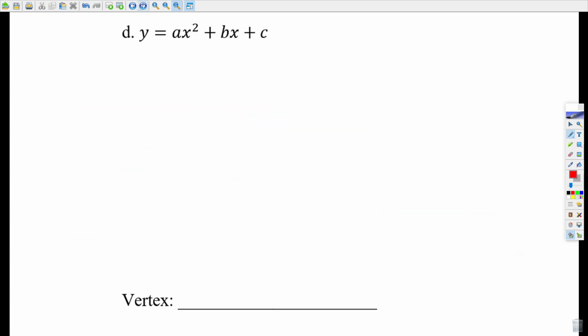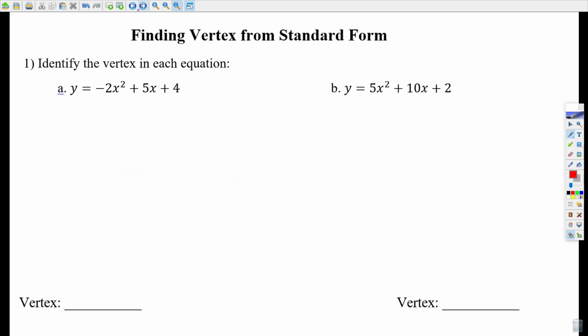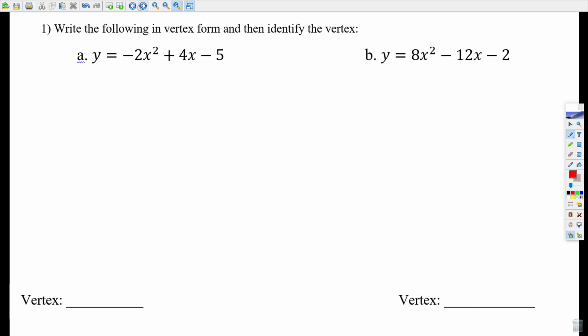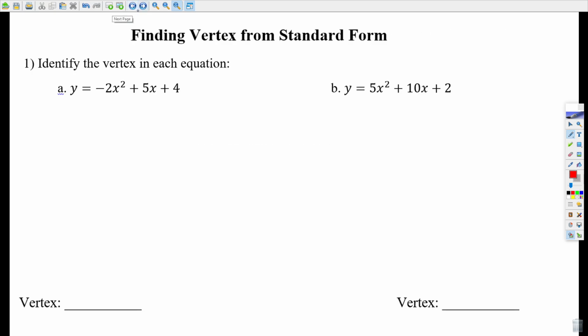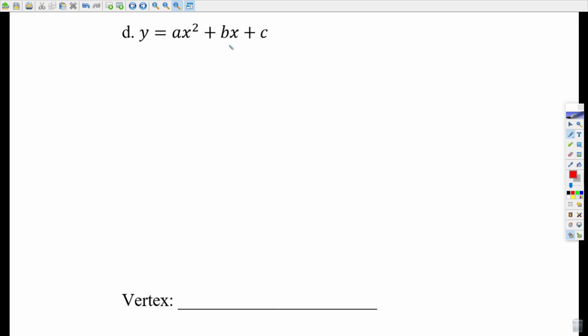The rest of those will be for you to do. I think maybe I'll just finish up with this last one that doesn't have anything going for it here. We have no numbers at all. So I'm going to do the same thing I've been doing. No different. I'm going to subtract c on both sides.